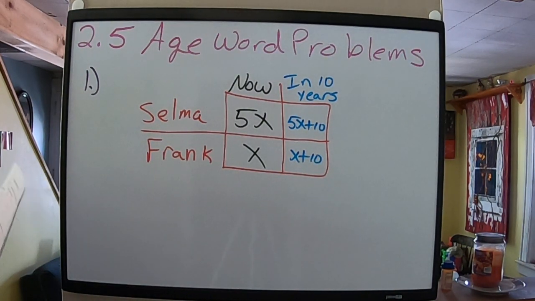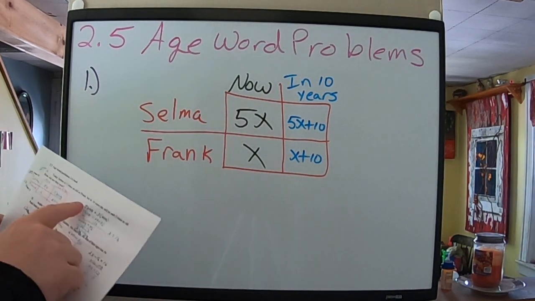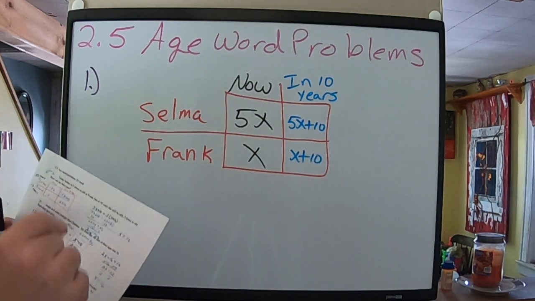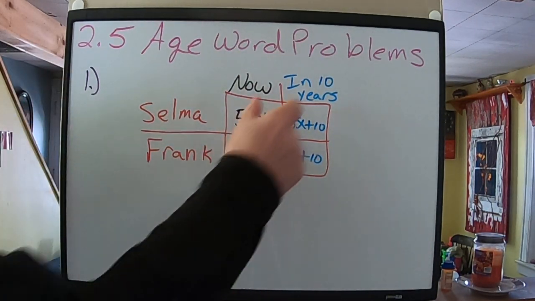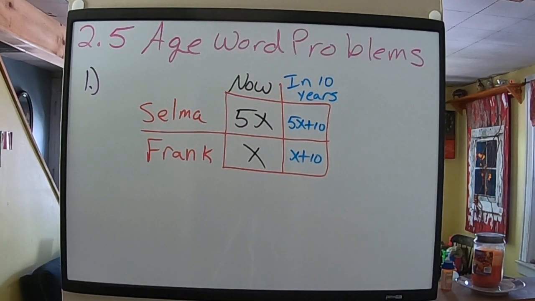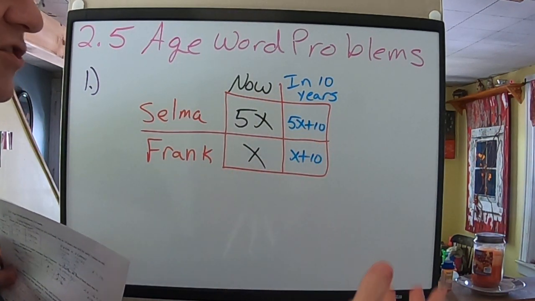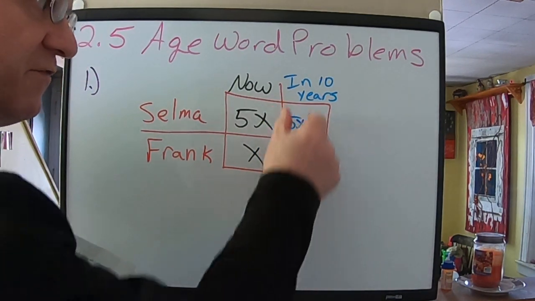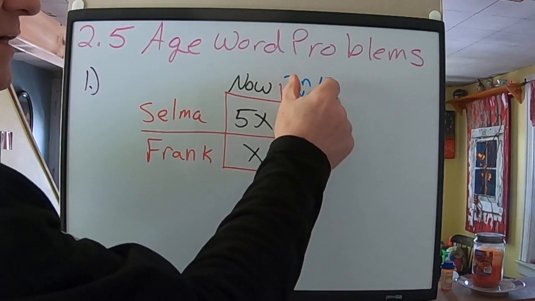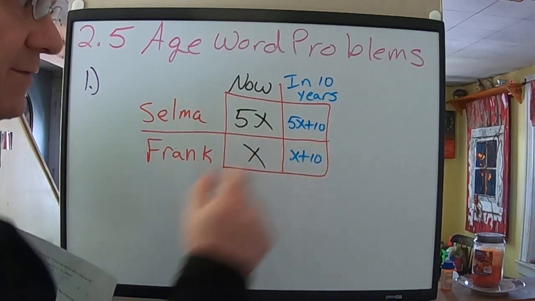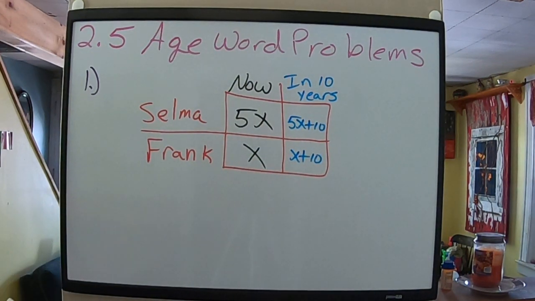When you read these, by the way, when it says in 10 years or 10 years ago, stop reading and fill in that section, because you'll be very tempted to use the information to set up the problem to fill these in. Don't do that. In 10 years, add 10 to the ages of what they are now.